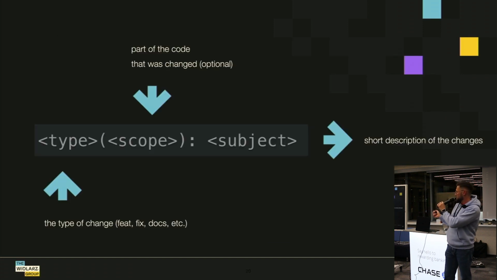Having semantic commits, you know what that is, right? At least a type and a short description.